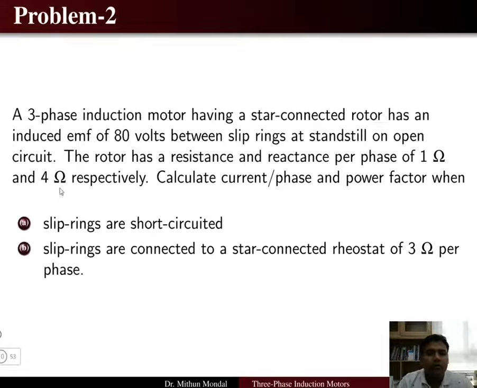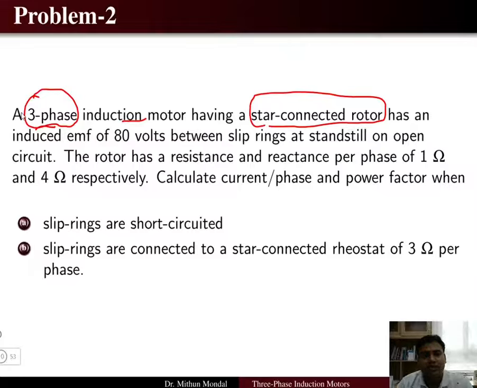Next problem: we have a three-phase induction motor having a star connected rotor. When you have a three-phase system, you will have a different connection for the stator and the rotor. Here you have been given a star connected rotor, which has an induced EMF of 80 volts. Induced EMF means the value of E2 for the rotor between the slip rings at standstill condition on open circuit.